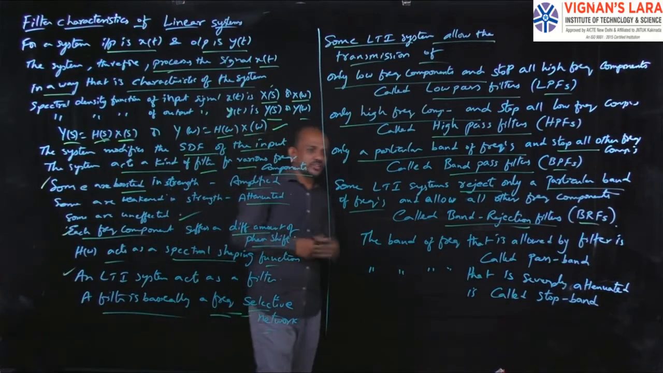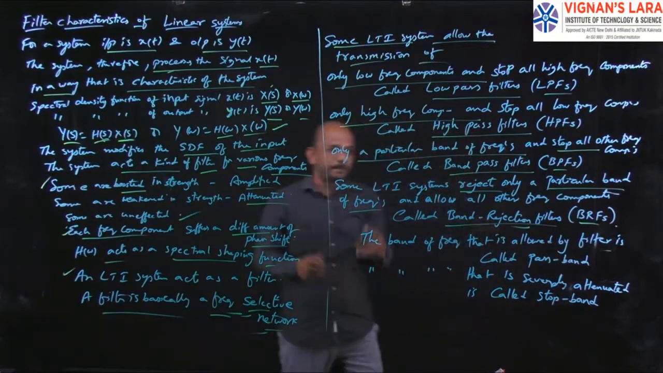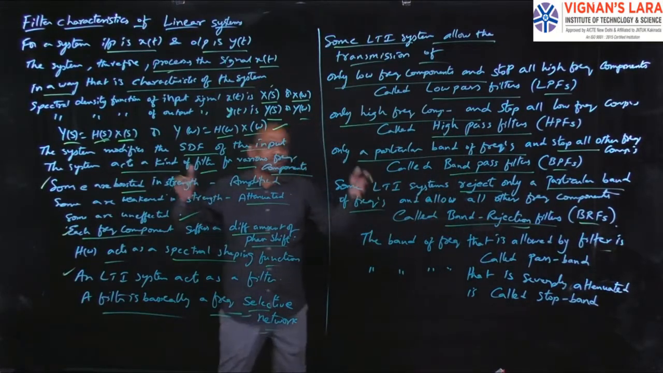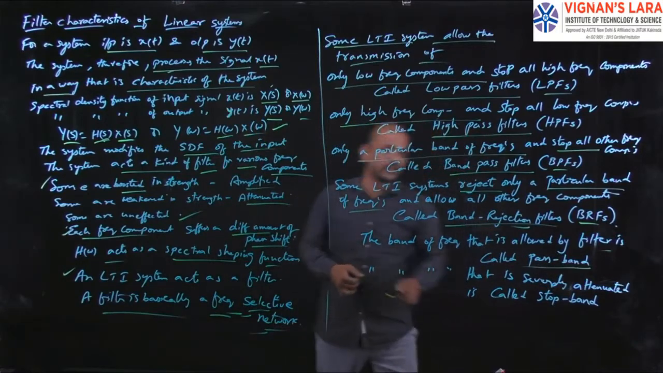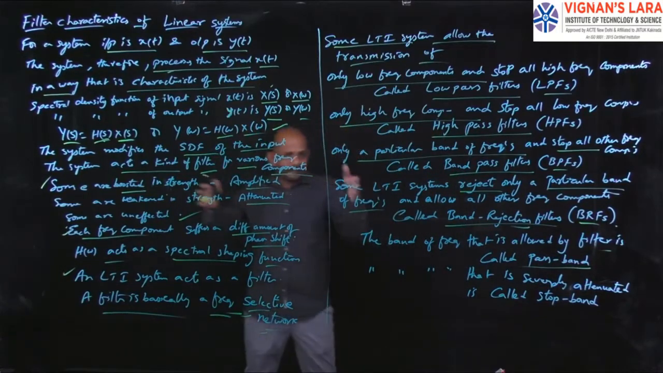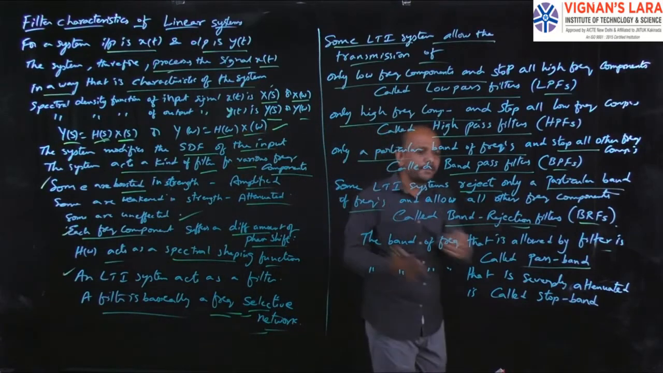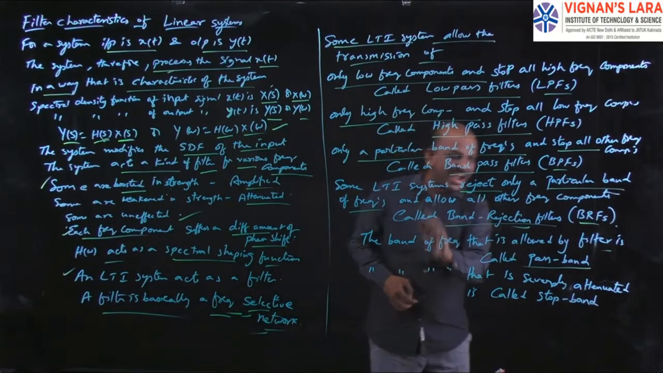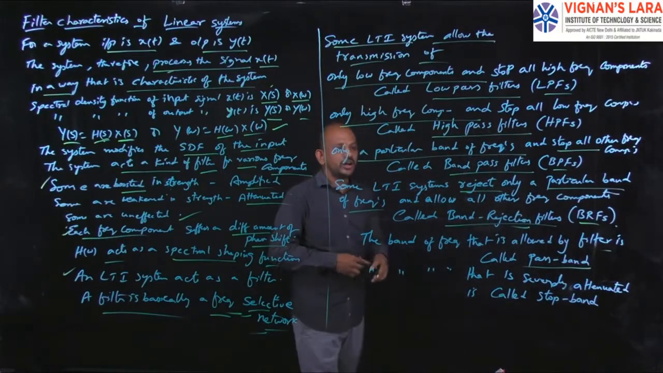Okay, now the last one. The band of frequencies that is allowed by the filter is called the pass band, because the filter is allowing that band of frequencies. Inside this, all are allowed. So that is nothing but the pass band. The band of frequencies that is allowed by the filter is called the pass band.